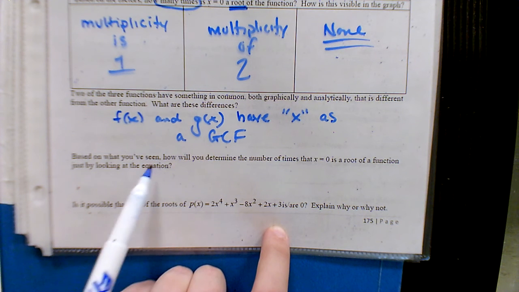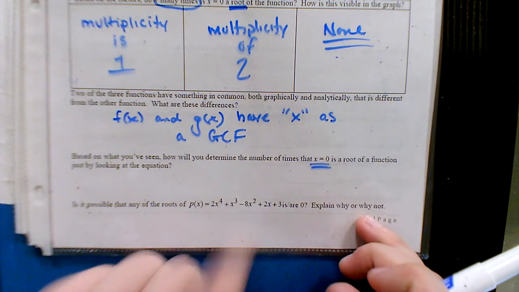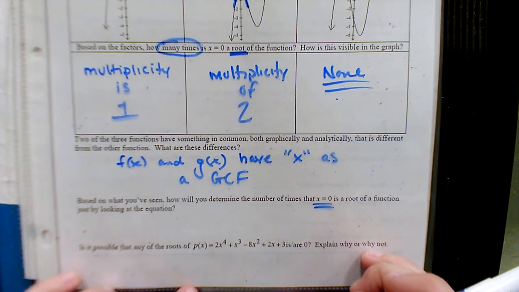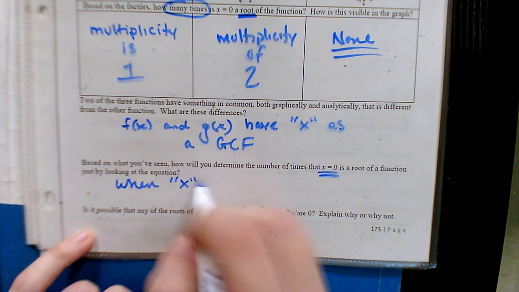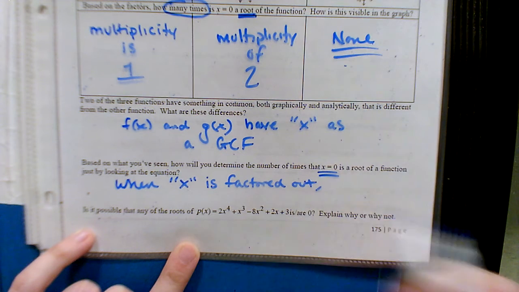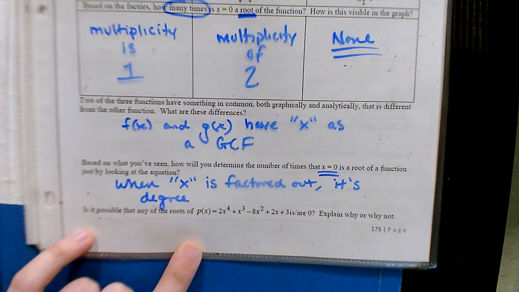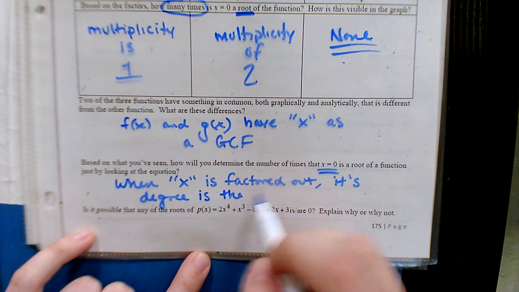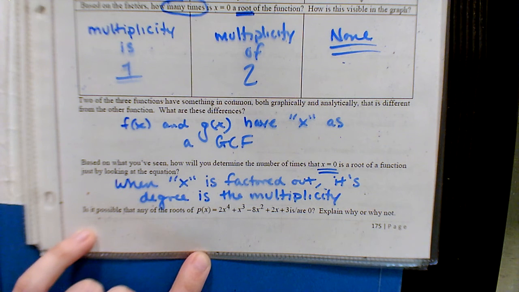All right? Based on what you've seen, how will you determine the number of times that x equals 0 is a root? Yeah? The degree of the x. Okay, so we'll say when x is factored out, its degree or power, whatever word you want to use, is the multiplicity, aka how many times it's a factor.